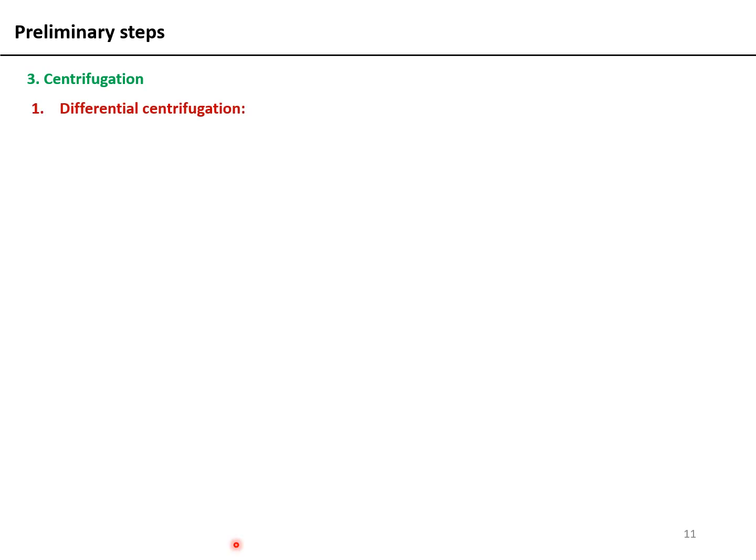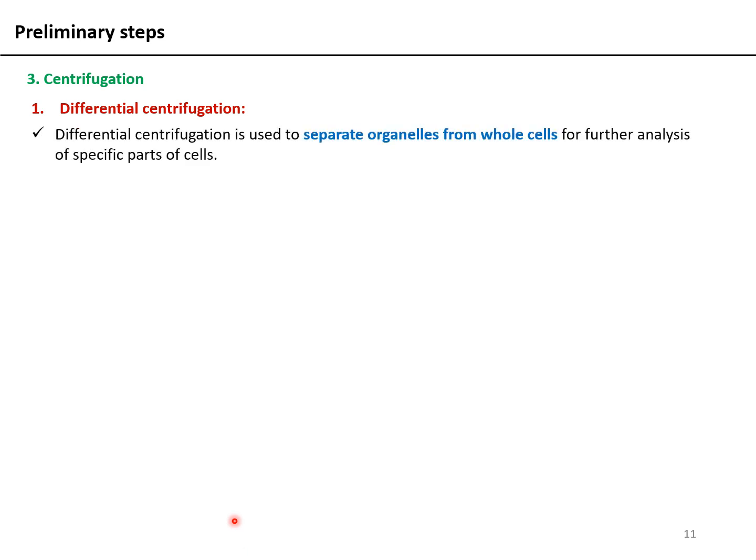Differential centrifugation. So now we are going to just very briefly discuss the different kinds of centrifugation. First we'll talk about differential centrifugation. Differential centrifugation is used to separate organelles from whole cells for further analysis of specific parts of the cells. So remember, we were talking about isolating the mitochondria from the whole cell before we proceed with purification of the mitochondrial membrane protein. So in order to do that, we will be performing differential centrifugation.